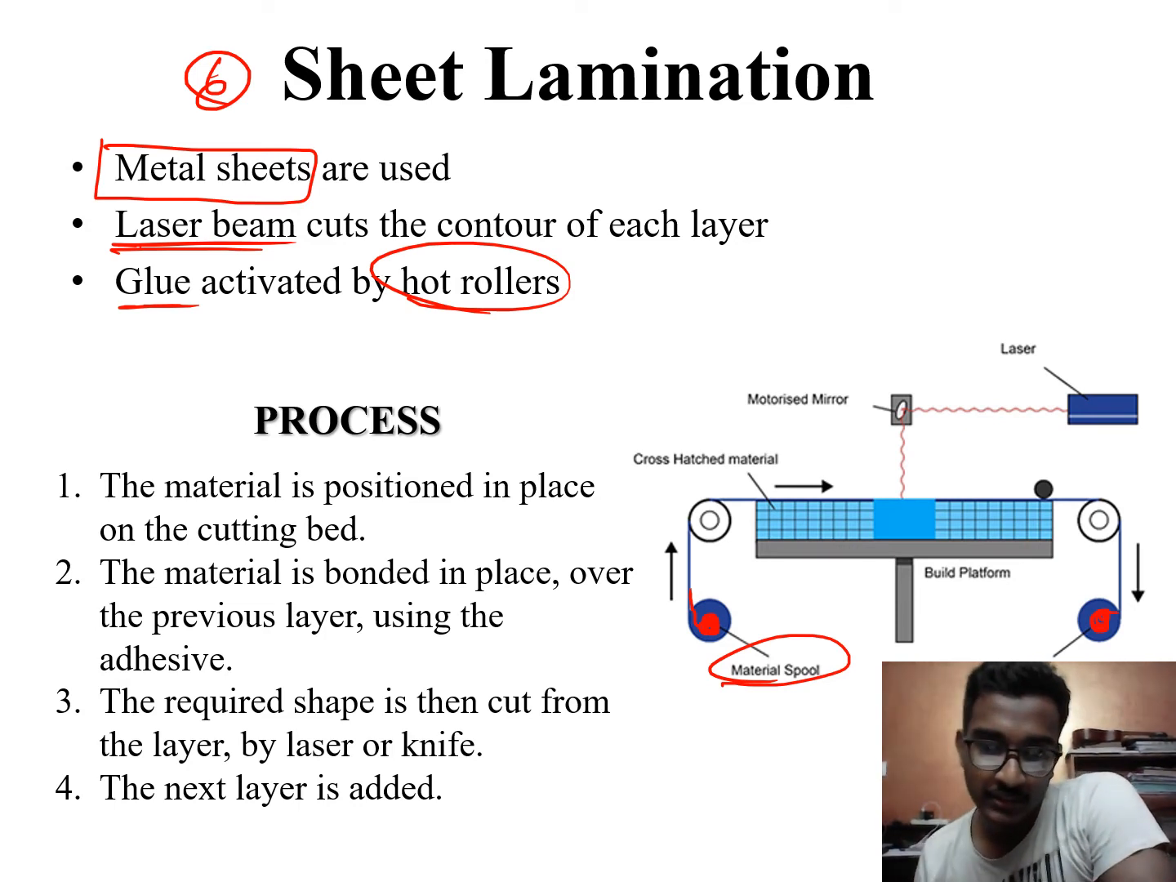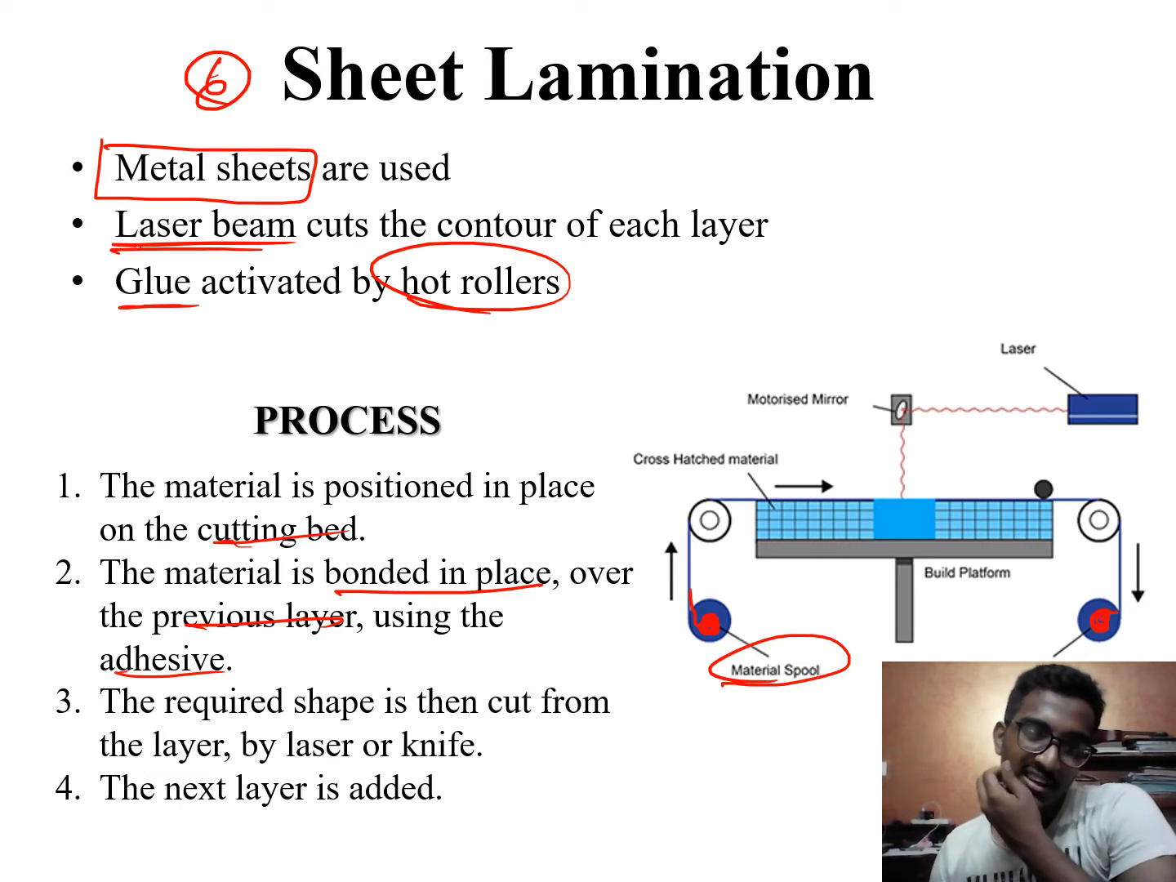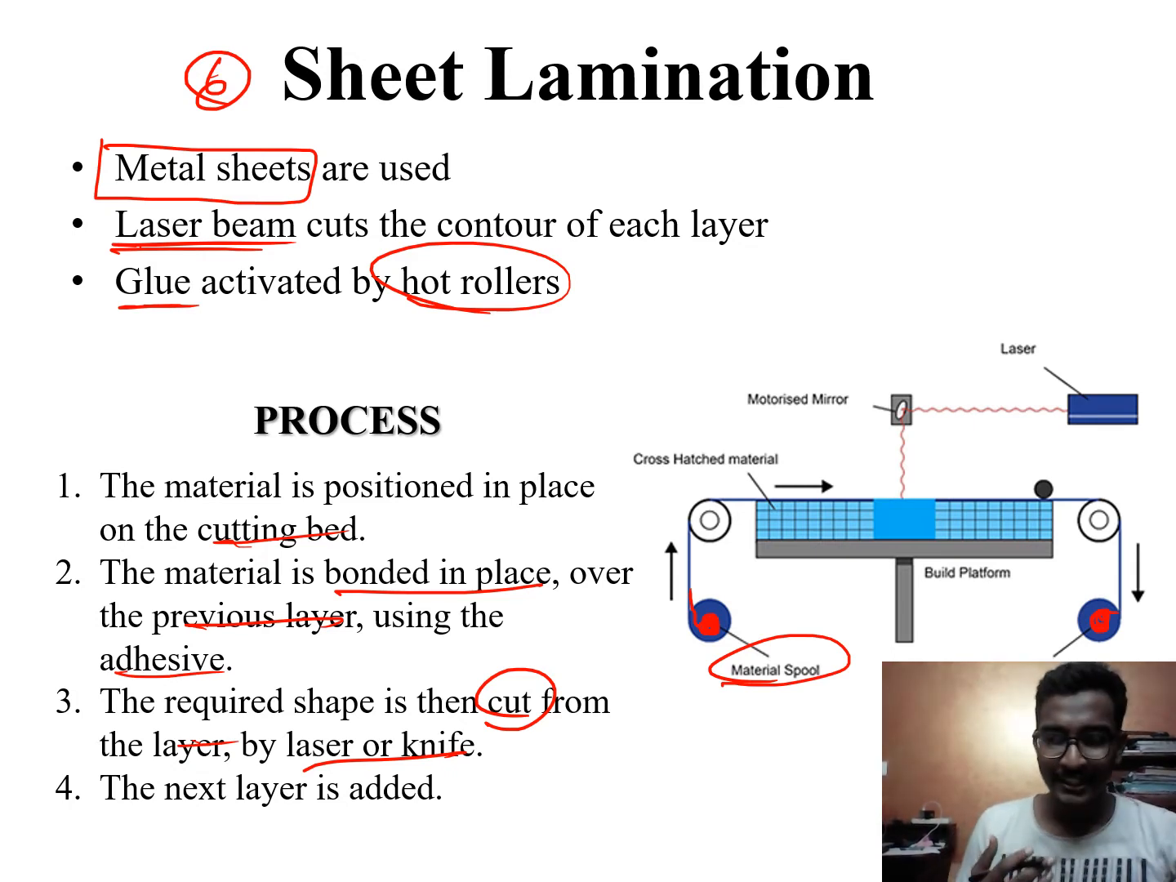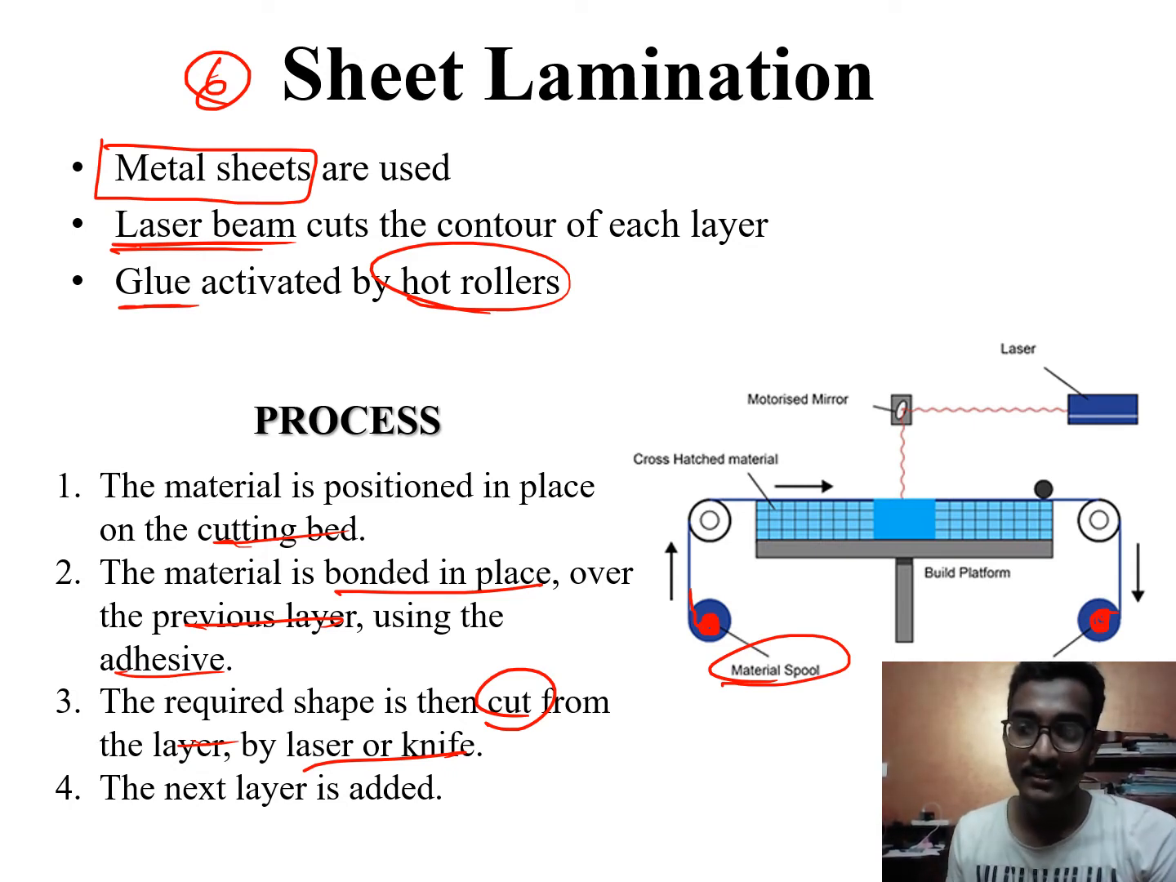So how does it work? It's really simple. The material is positioned on a cutting bed and bonded in place over the previous layer using adhesion. The required shape is then cut from the layer by laser or knife, and the next layer is added. The sheet lamination technique is really wonderful. You just put on the laser and two spools and everything's done, right?